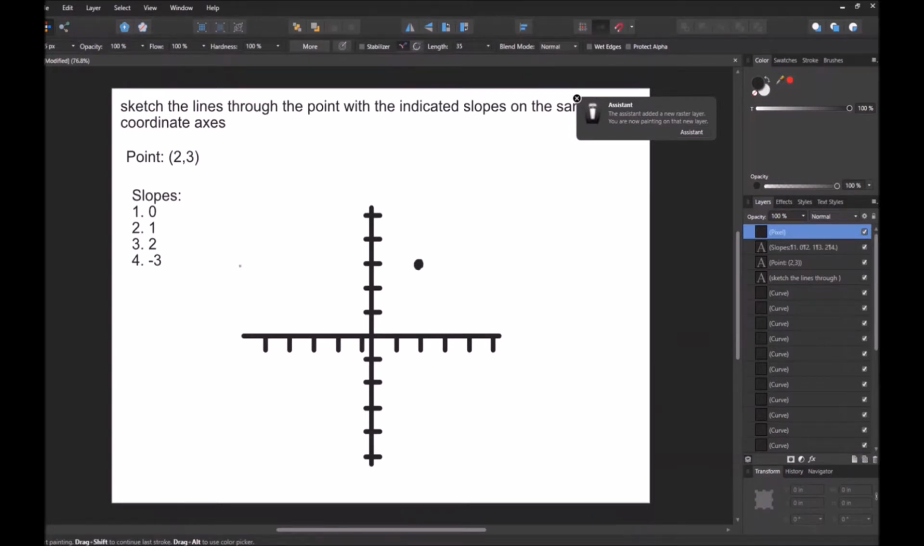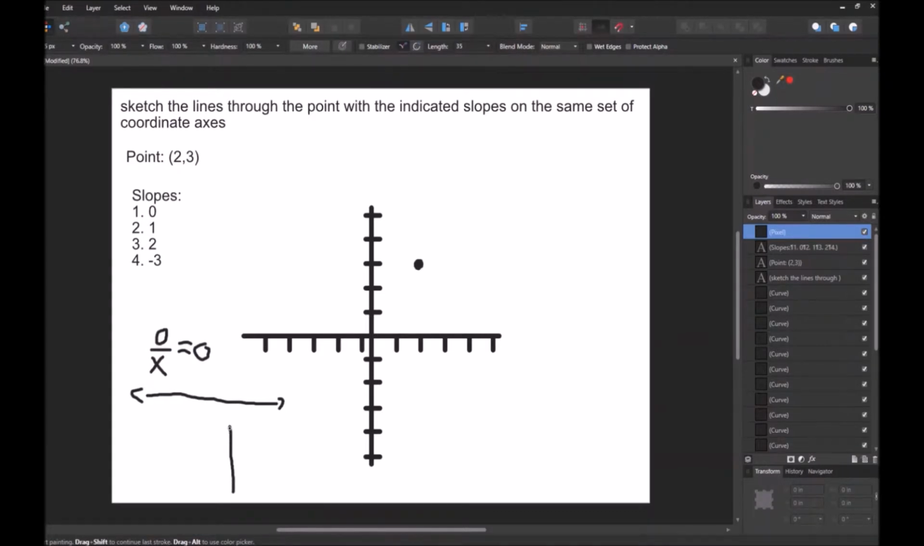For the slope 0, if you remember from the last problem, there's a very distinct difference between a slope of 0 and an undefined slope. A slope of 0 looks like this, because you're basically saying your rise is 0 over some number x. x is a variable in this case, it can be any real number. 0 over a number is equal to 0. So that's why you'd get this horizontal line.